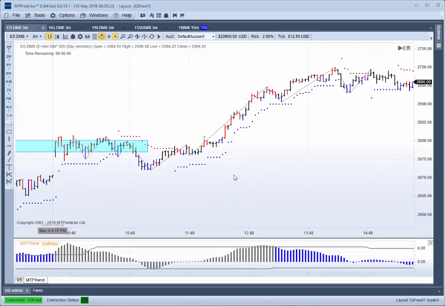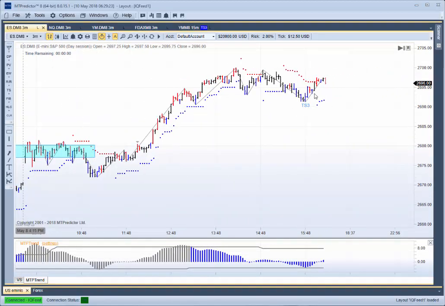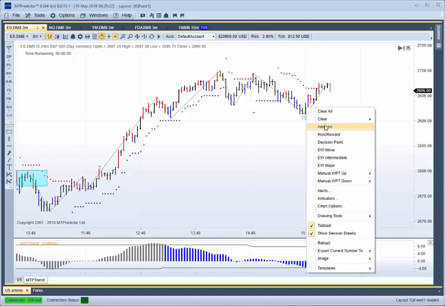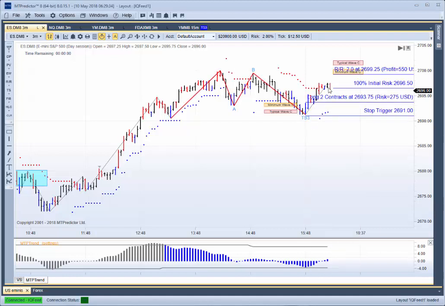Right, if we now zoom out, you can see there was actually a TS3 buy setup a bit later in the day that was on a blue MTP trend. So if you were entering this at the end of the day, you may well have come out with maybe a plus 1 hour profit that would have made up for the 1 hour loss earlier. But you may not have done, because that was close towards the end of the day.